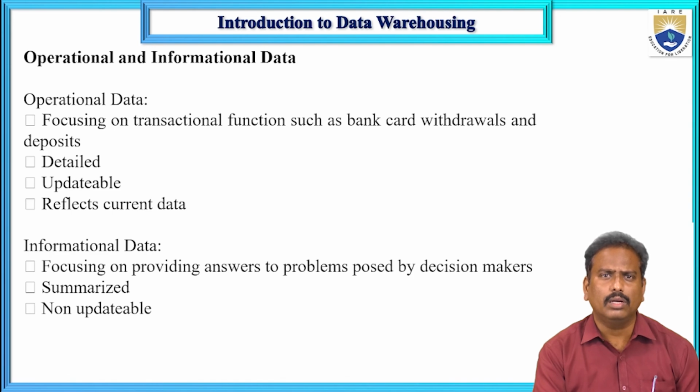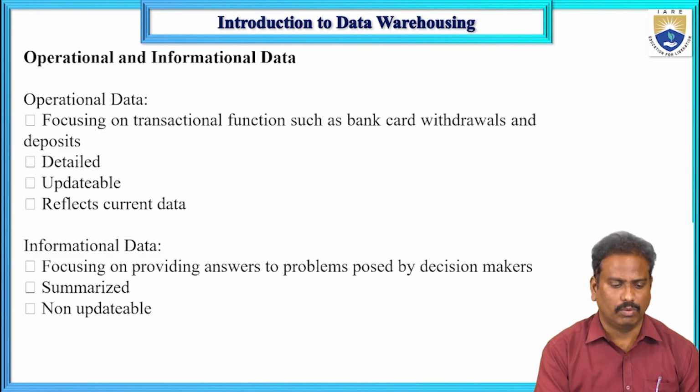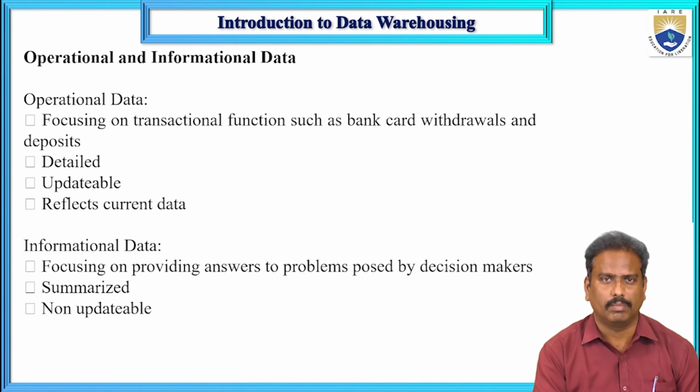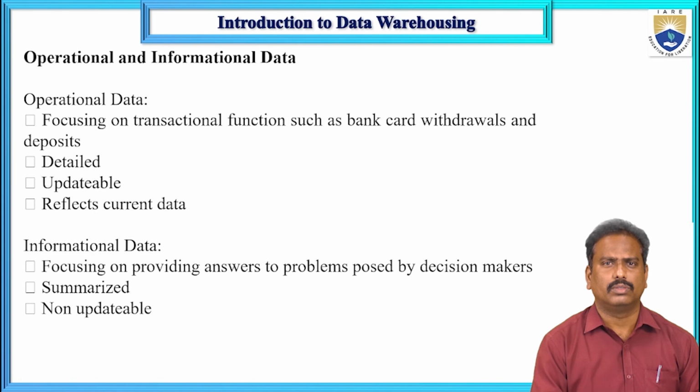Then we can't update the data once it has been done, it has been completed, so we can't change it. In operational data, we can change the data. Why? As the transaction is running, we can change the data. Then it reflects current data. Transactional data means we are talking about the current data.